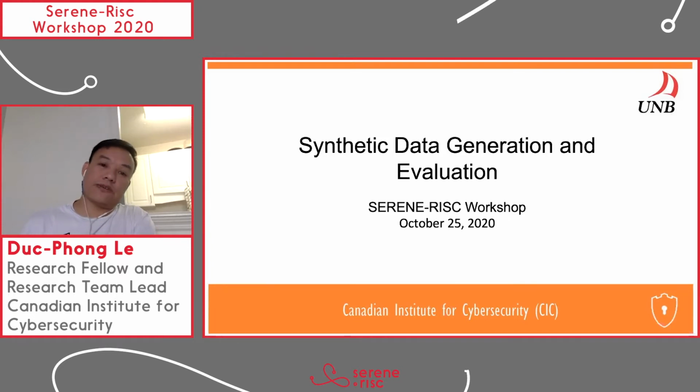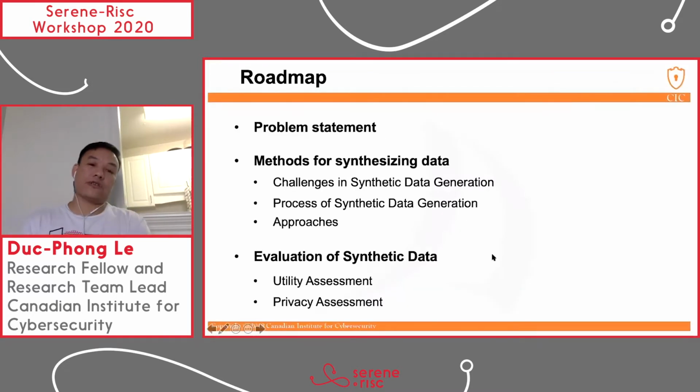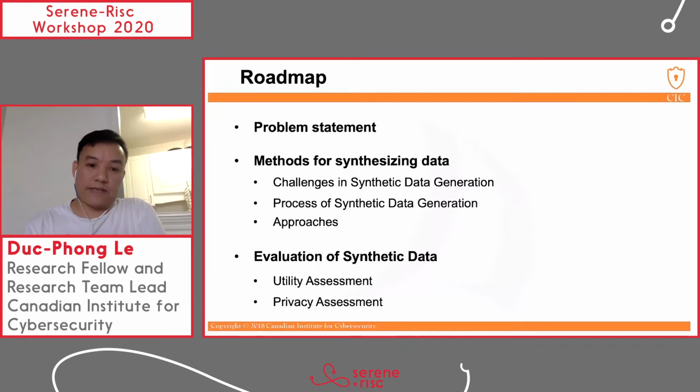Today, I'm talking about synthetic data, how to generate and evaluate synthetic data. This talk consists of three main sections: problem statement, the methods for synthesizing the data, in which we discuss the challenges, the process, and the approaches in synthetic data generation. And the last section, we talk about evaluation of synthetic data, where we have to evaluate two properties, utility and privacy.